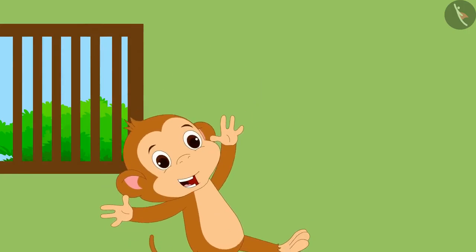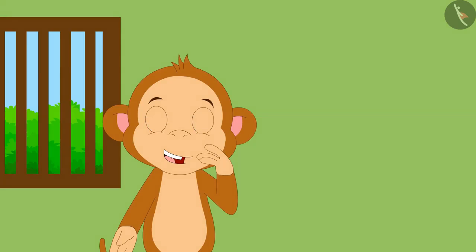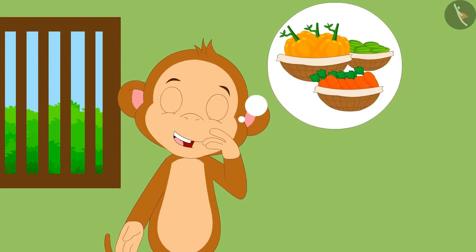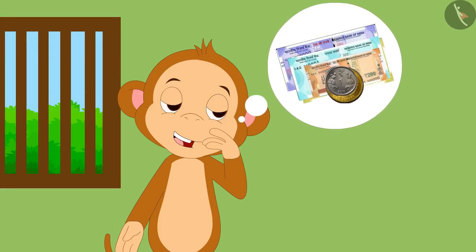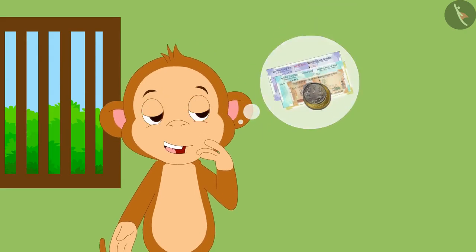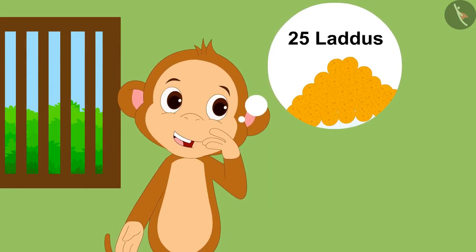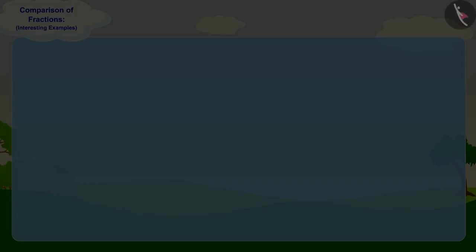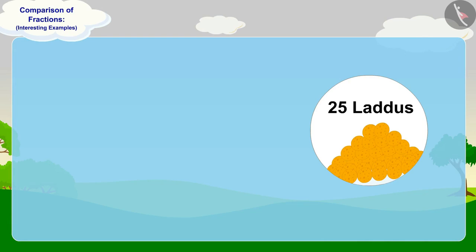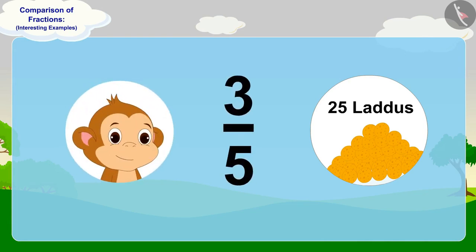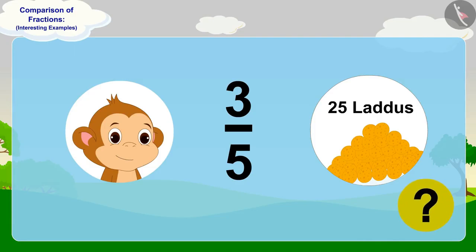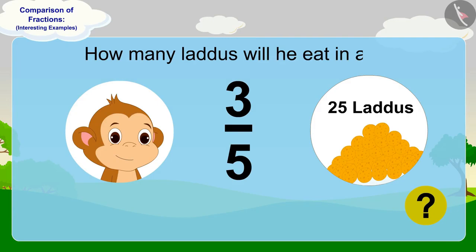Babban became happier thinking about all this. Now, Babban is thinking that when he sells his vegetables in the market, he will get a lot of money. Out of that money, he will buy 25 laddus with some money. Out of those 25 laddus, he will eat 3/5 of it in a single day. Can you tell how many laddus will he eat in a day? You can find the answer by pausing the video.